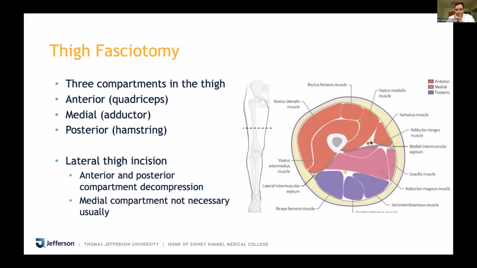The thigh fasciotomy, just quickly, there are 3 compartments in the thigh. Personally, I have more calf fasciotomies under my belt than thigh fasciotomies, but the ones I've done really decompress the anterior and the posterior compartment via lateral incision, either going through the fascia here and then through the muscle with the retractor to find the posterior fascia, or a flap underneath the skin here, and then decompress the posterior compartment. I'm curious to see if the group releases the medial compartment, but usually we found that it's not necessary.